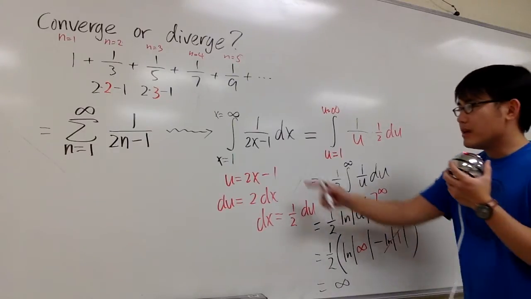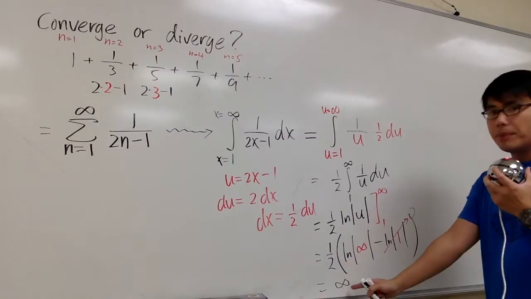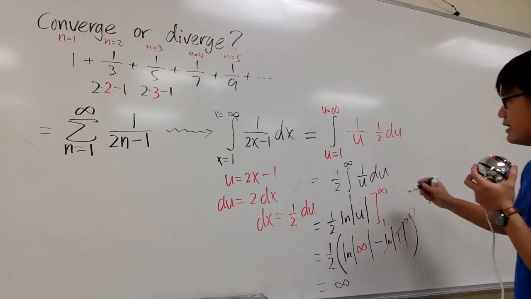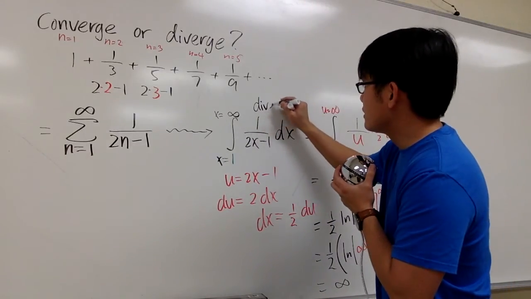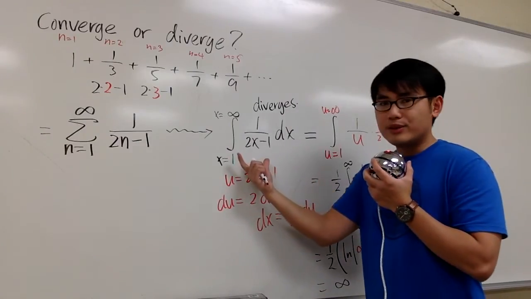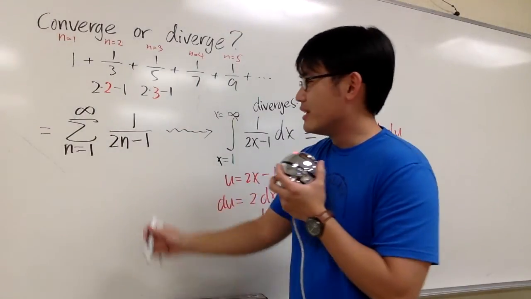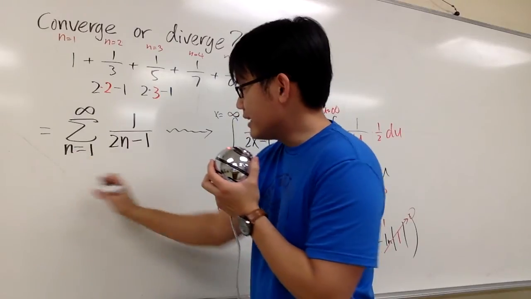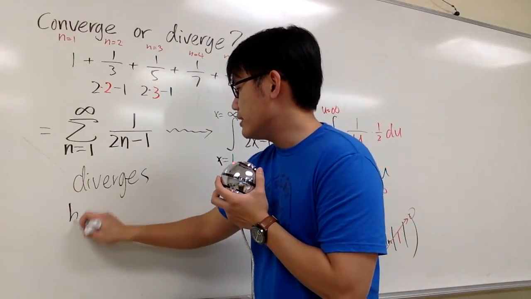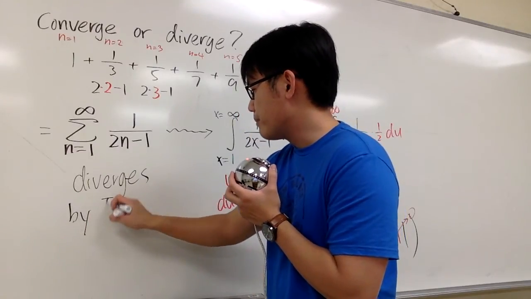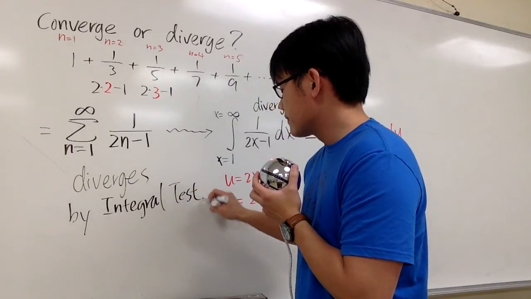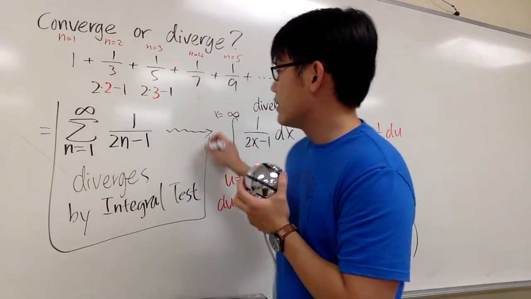And what we're saying is, because the improper integral ends up to be positive infinity, therefore this improper integral diverges. So we know this right here, it diverges. And the connection is, if this diverges, this also diverges. So I can say this infinite series diverges, and the reason is by integral test. Okay, so this right here will be it.